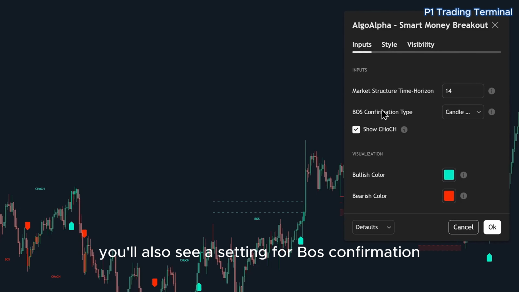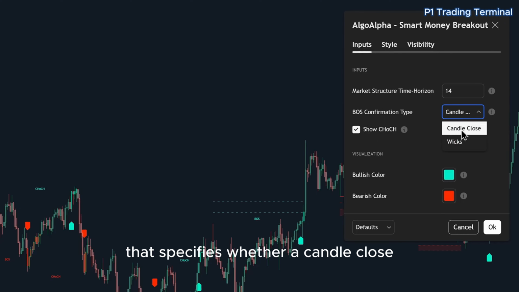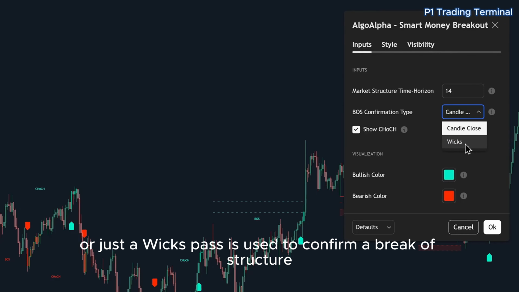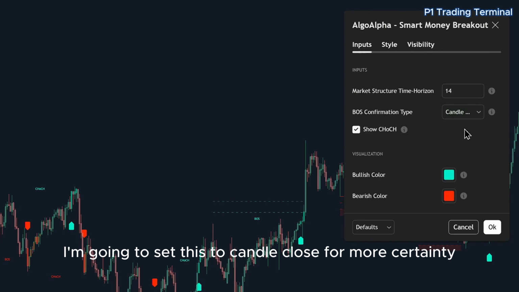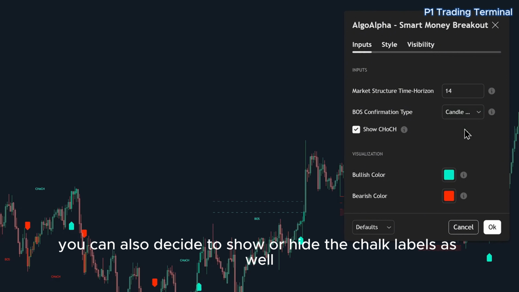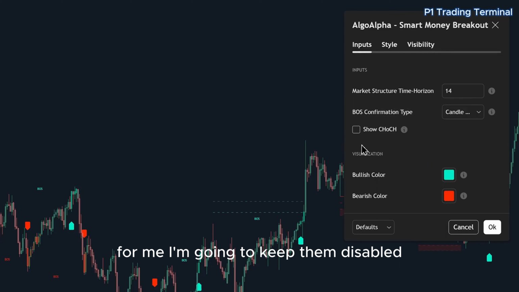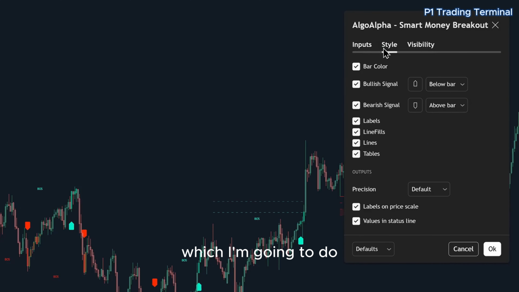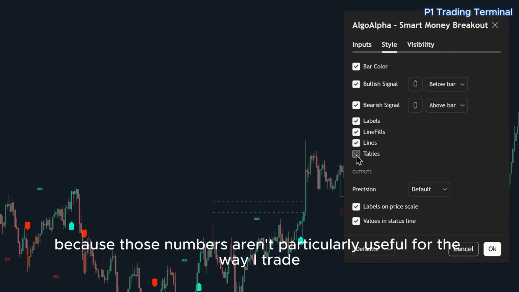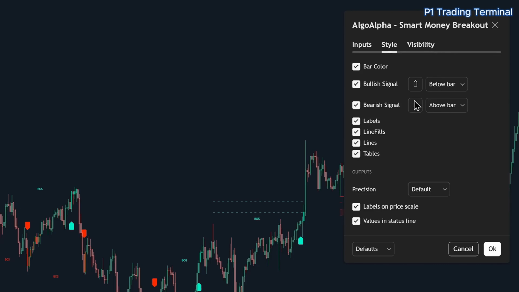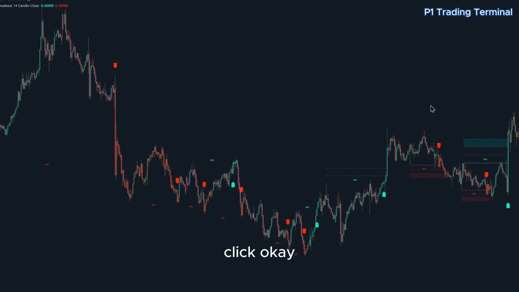You'll also see a setting for BOS confirmation that specifies whether a candle close or just a wick surpass is used to confirm a break of structure. I'm going to set this to candle close for more certainty. You can also decide to show or hide the CHoCH labels as well. For me, I'm going to keep them disabled. Another option is to disable the stats table, which I'm going to do, because those numbers aren't particularly useful for the way I trade. After making those changes, click OK.